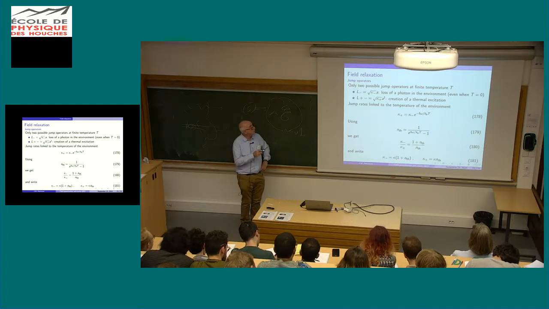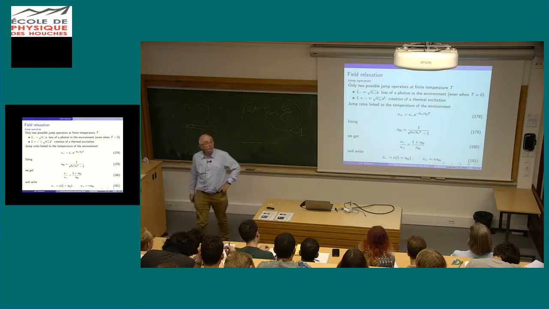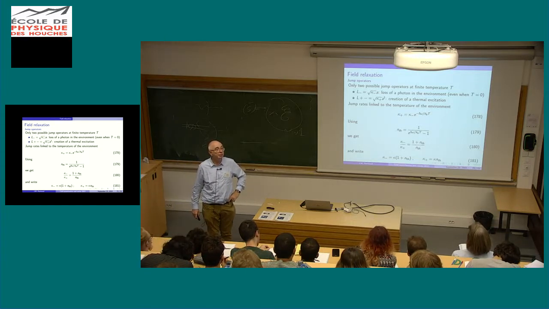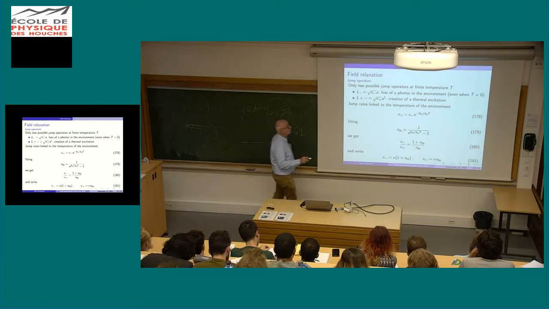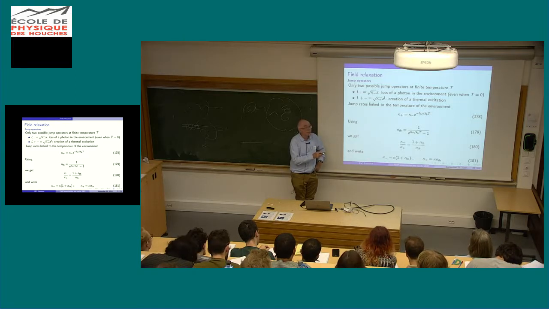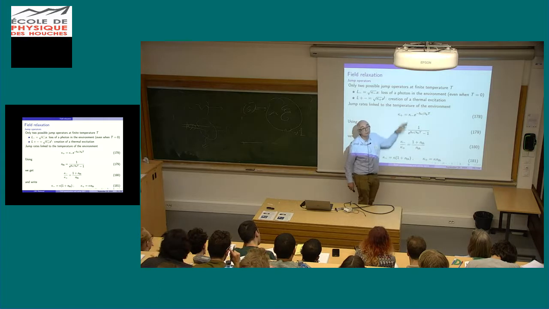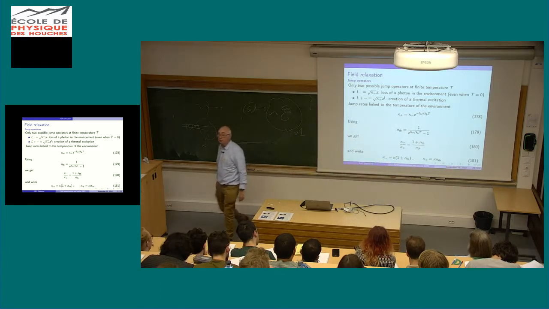But of course, kappa minus and kappa plus are not independent. You should reach a steady state. You should reach a thermal equilibrium at some point. It means that the ratio of kappa plus and kappa minus is just given by the Boltzmann law. Kappa plus is smaller than kappa minus by a factor that is e to the minus the energy of a photon divided by kT. And of course, at zero temperature, kappa plus is zero. You cannot create excitations from a zero temperature environment.